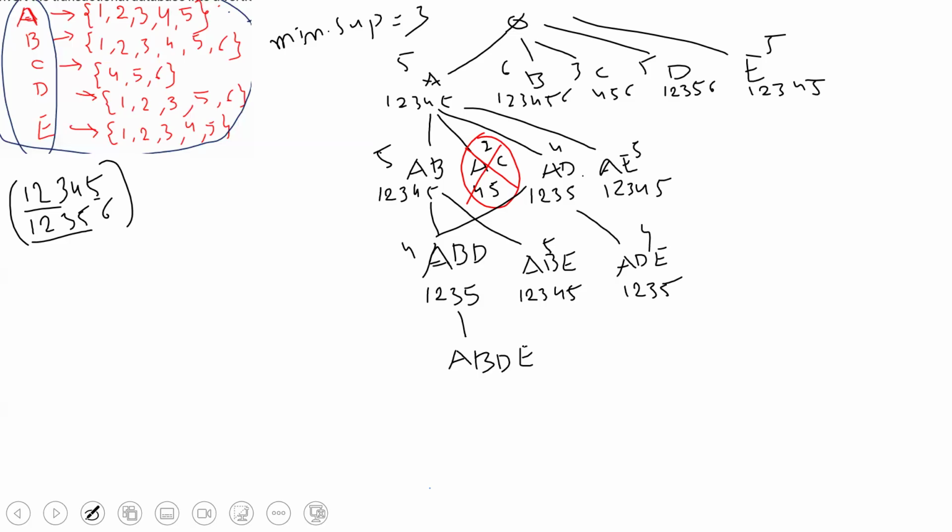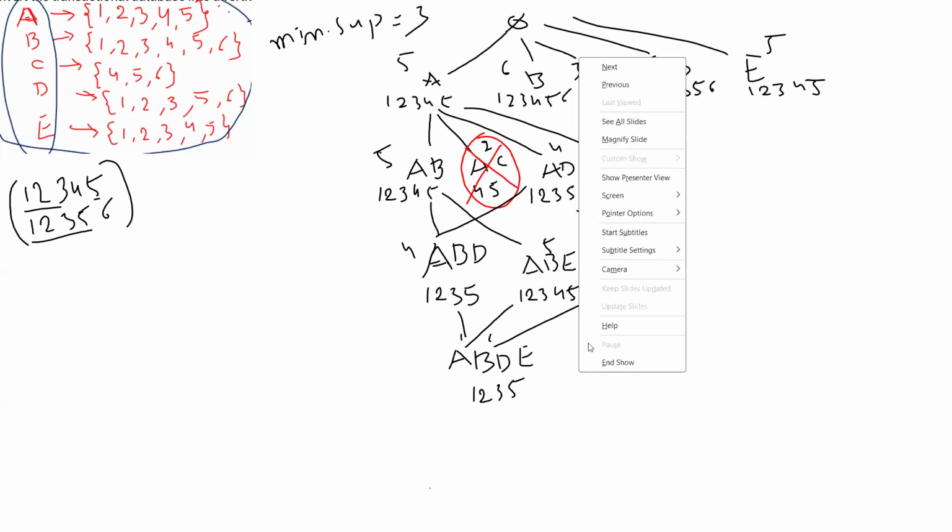Now, what is the intersection of ABD and ABE? It is 1, 2, 3, 5. Both of these formed ABDE. So ABDE is also part of this. There is no further extension. ADE doesn't have anything to join. So ABD and ABE becomes ABDE.